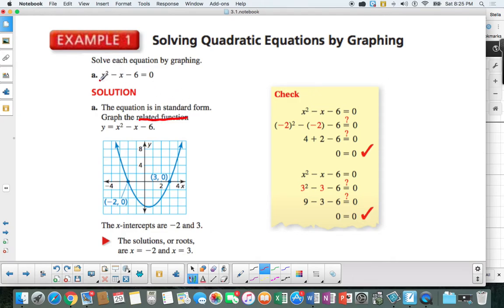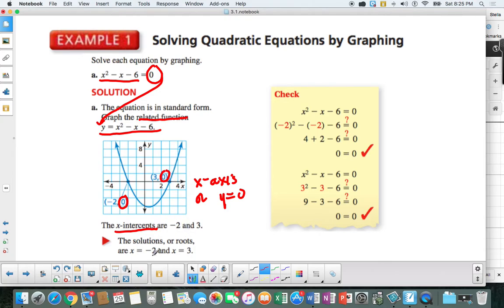So what we're going to do is graph the parabola y equals x squared minus x minus 6. Once the graph is made, we are then going to look for what we call the x-intercepts. The x-intercepts are where it crosses the x-axis, or when y is equal to 0, which is what we're looking at. Y is equal to 0 with these 2 points.